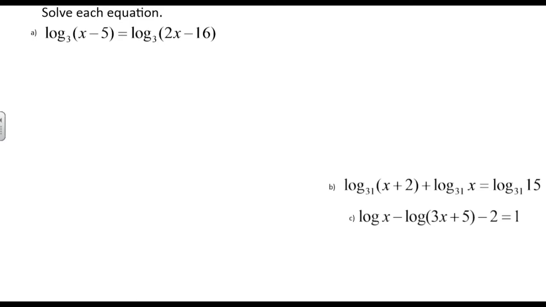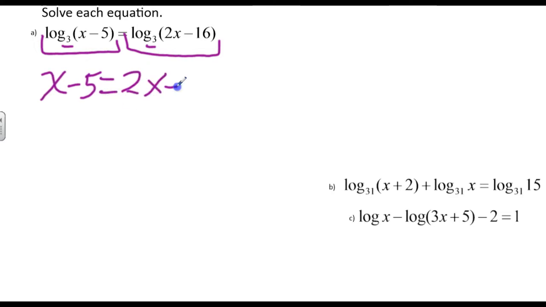The first example I have here has log base 3 of x minus 5 equaling log base 3 of 2x minus 16. Similar to exponential equations, if both sides of the equation have a single log in each, and they both have the same base, which is 3 and 3, then the only way for the logs to be equal is for the arguments to be equal as well. So I can write the equation x minus 5 equals 2x minus 16. In essence, since the logs are the same, we're ignoring those and just solving the arguments.